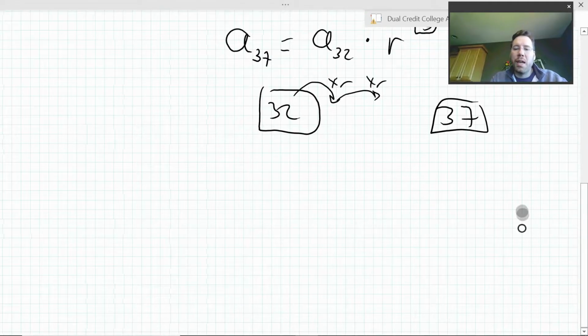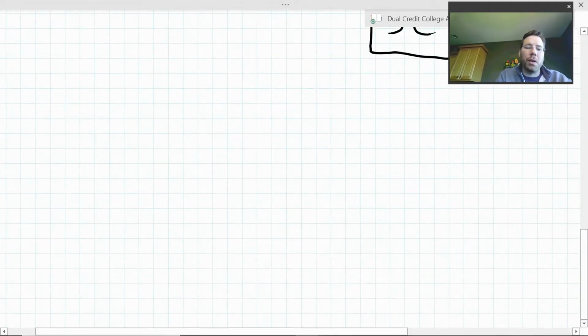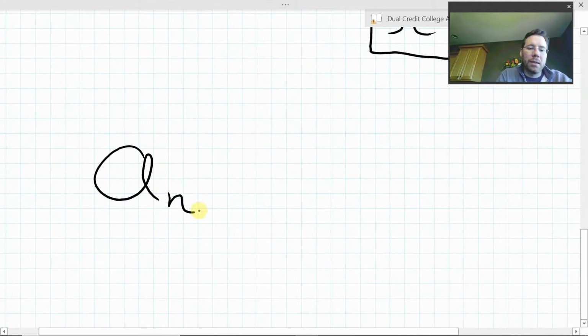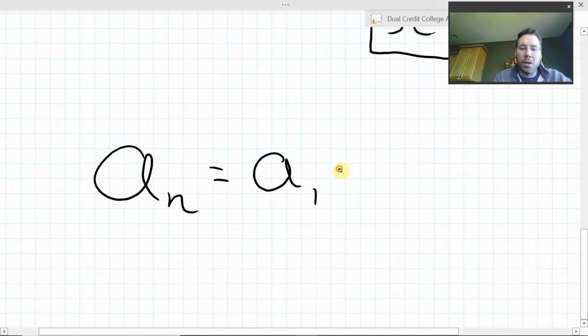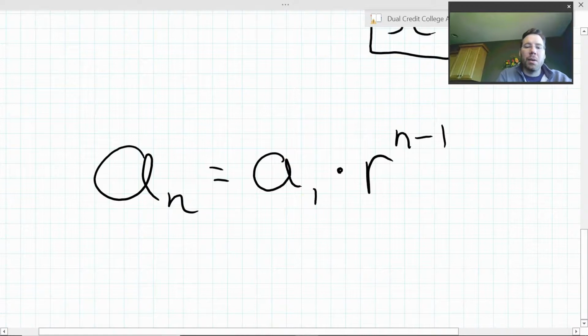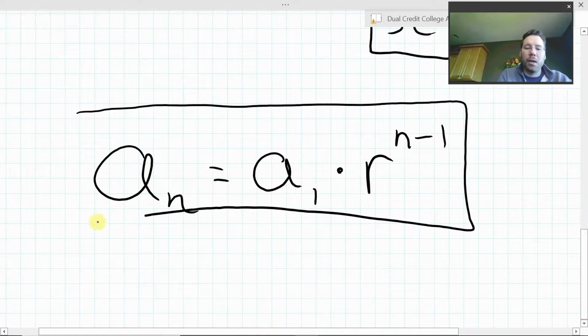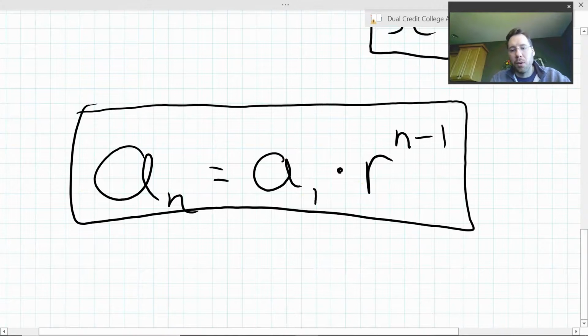Okay, which kind of leads us to a general formula. If I want to get to the nth term of something that is geometric, if I start at the first term, I'm going to multiply by r n minus 1 times. So here's our formula: a sub n equals a sub 1 times r to the n minus 1.